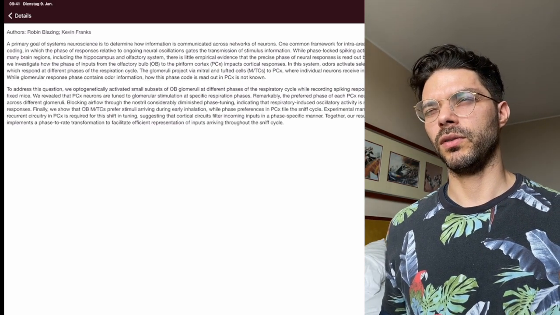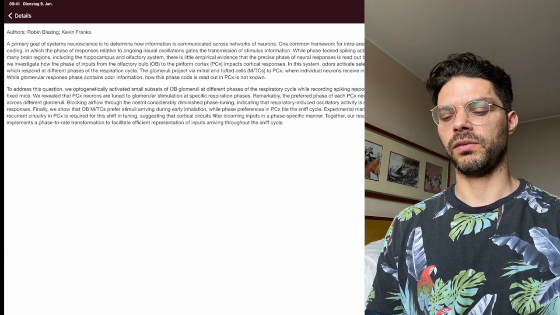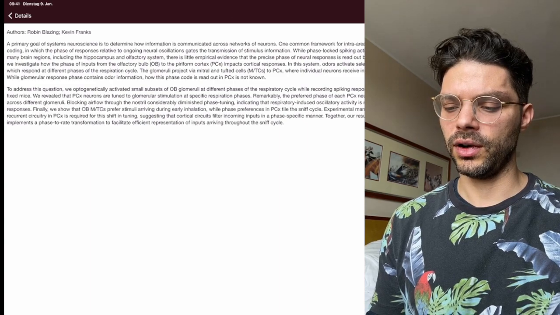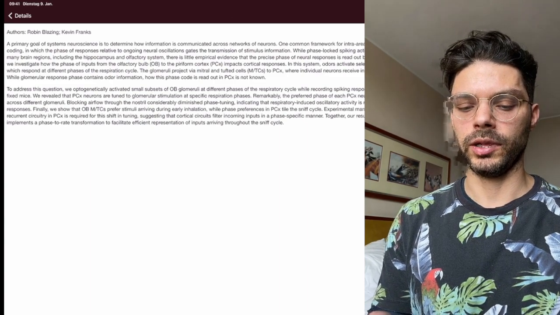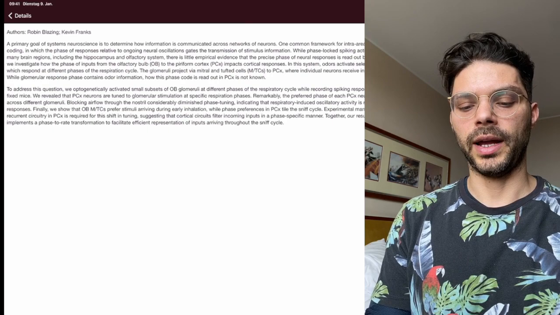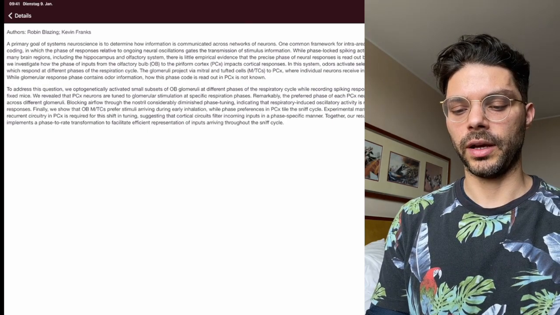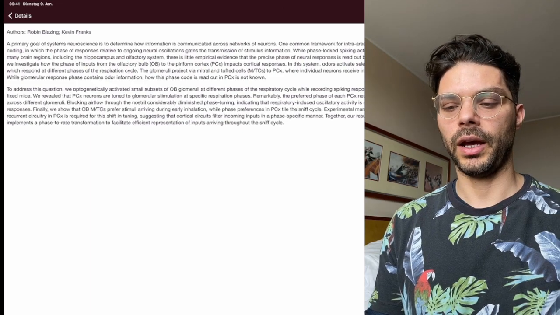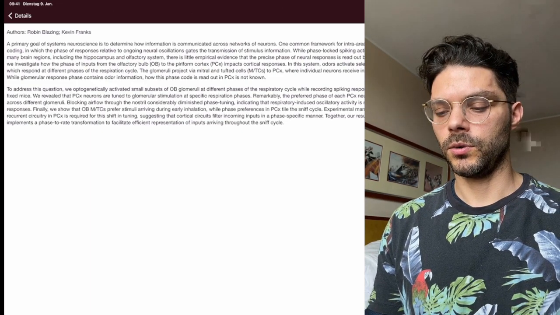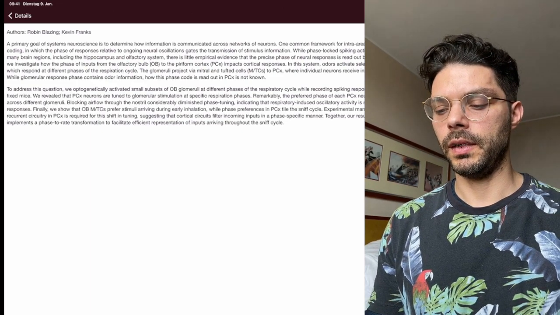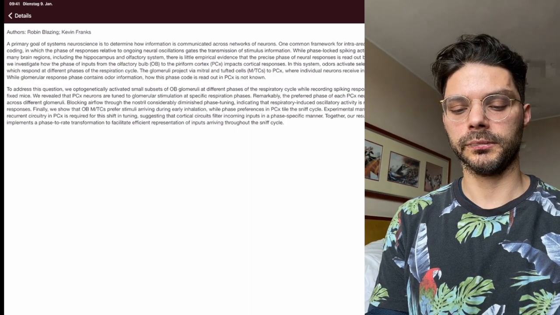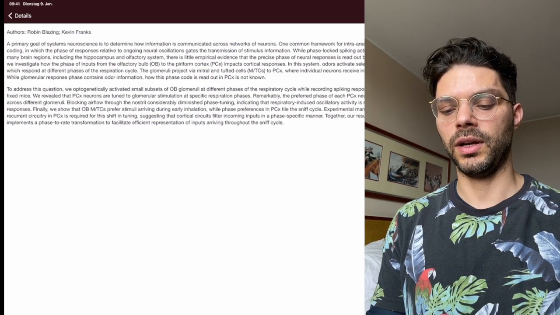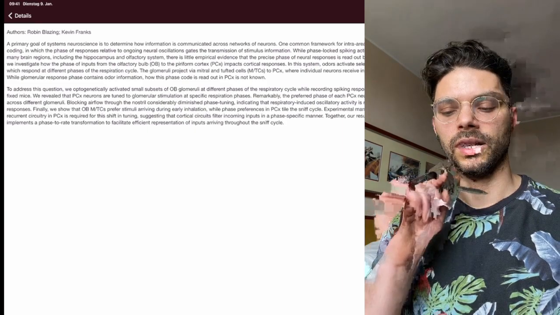Okay, so presumably when they're coming relative to the respiration cycle. In the olfactory system, odors activate select subsets of OB glomeruli, which respond at different phases of the respiration cycle. The glomeruli project mitral and tufted cells to PCX, piriform cortex, where individual neurons receive input from multiple glomeruli. While glomerular response phase contains odor information, how this phase code is read out in PCX is not known.